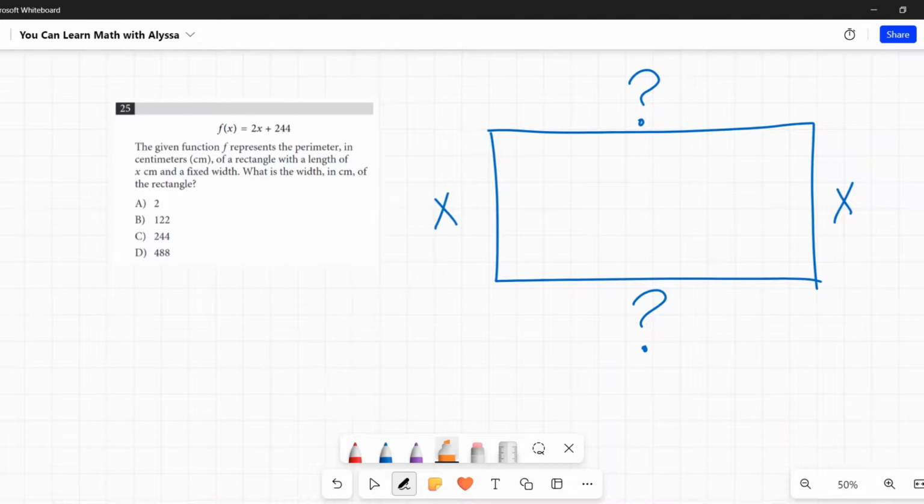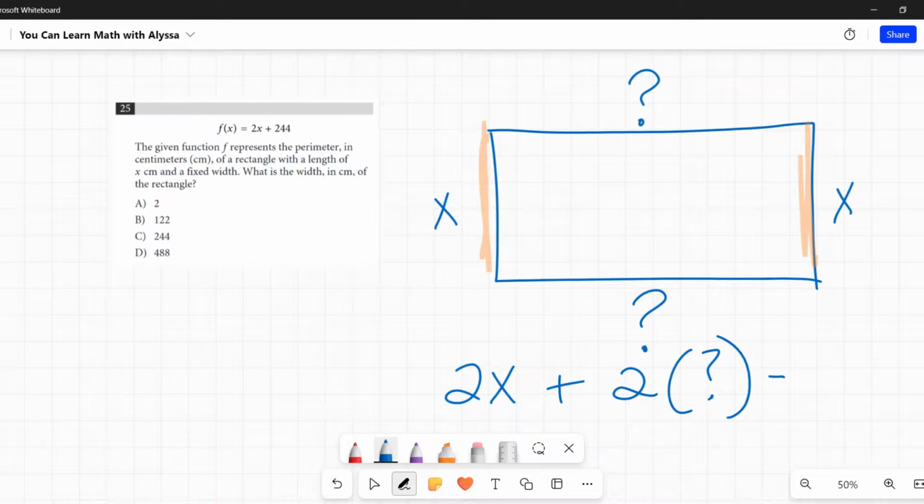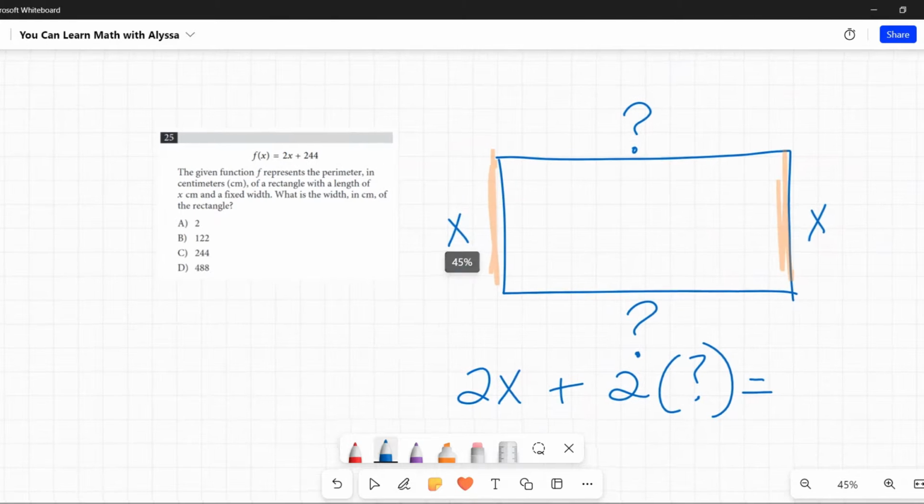So if I was going to find the perimeter of this rectangle, I would add up all 4 sides. So I would add x plus these 2 unknown sides. So it would be 2 x's, x plus x, and then there would be 2 of these unknown lengths. And if I add all those together, I get the perimeter. Now we're told this function up here represents the perimeter. Doesn't that look an awful lot like this? I've got my 2x right there, and then I've got this number sticking out here. So it's exactly the same.